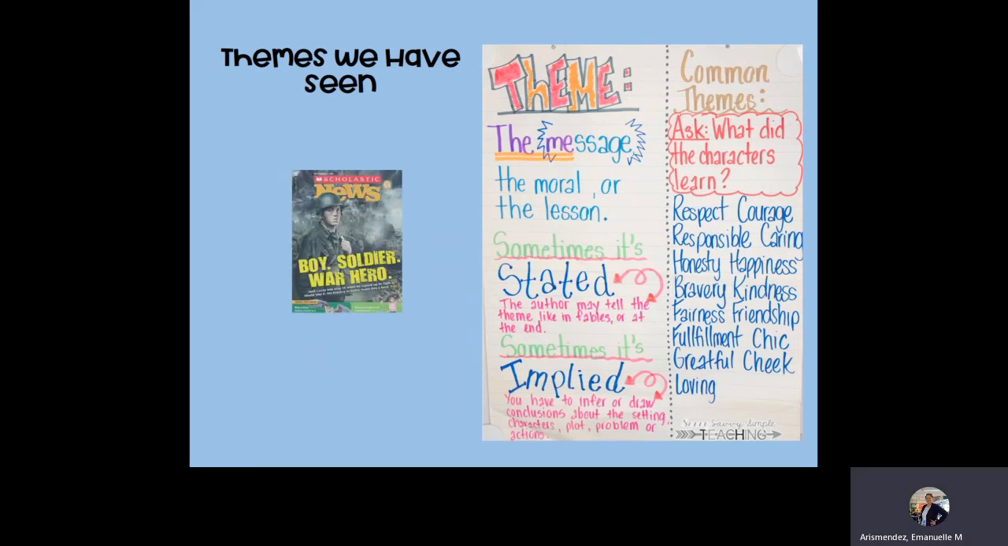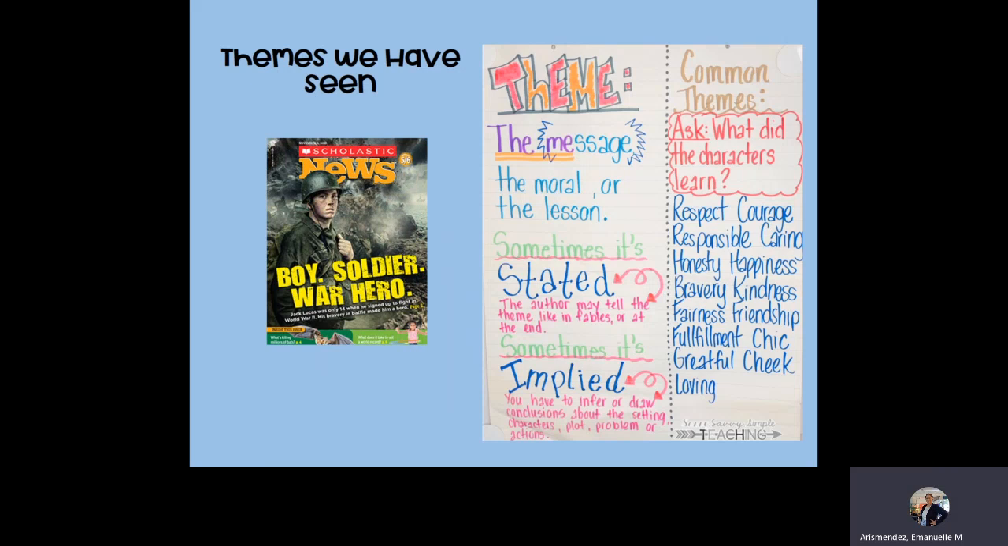Another work that we read about was the Scholastic article, Boy Soldier War Hero. And this one was important because even though it was an informational text and it was an article, it still had a theme. What was the theme? Well, it was bravery, because Jack Lucas joined the war when he was only 14.